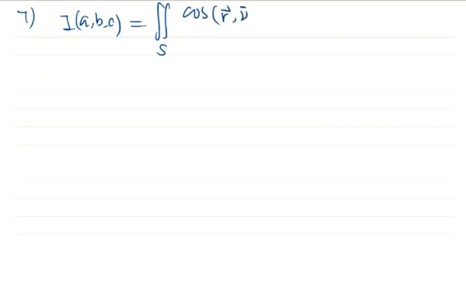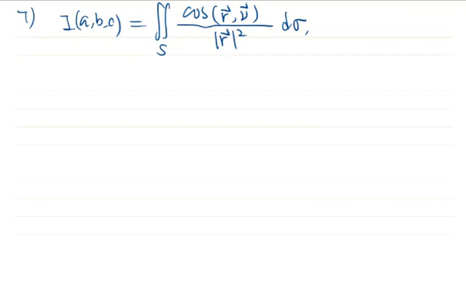The next question, question 7: compute the Gauss integral I(a, b, c) equals the integral over S of cosine of (R, nu) over R cubed squared, where S is a simple, smooth, closed surface.